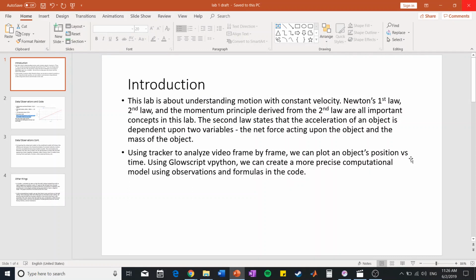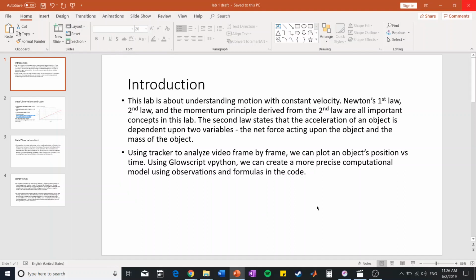In the first lab, we talk about understanding motion with constant velocity. Some concepts that are important in this lab include Newton's first law, second law, and the momentum principle, which we derive from Newton's second law. The second law states that the acceleration of an object is dependent upon two different variables, those being the net force acting upon the object and the mass of the object itself.